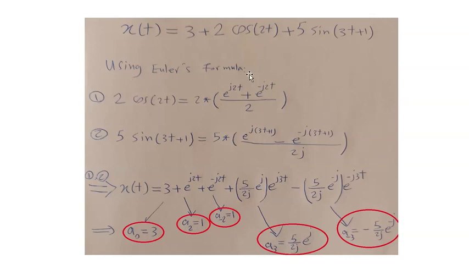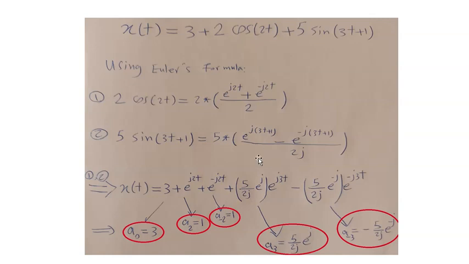Using Euler's formula, we will expand cosine of 2t and sine of 3t plus 1. Here, 2 cosine of 2t will be 2 times e to the power of j2t plus e to the power of minus j2t over 2. This element, 5 sine of 3t plus 1, again using Euler's formula, will be 5 times e to the power of j(3t plus 1) minus e to the power of minus j(3t plus 1) over 2j. These two are done both using the Euler's expansion formula.